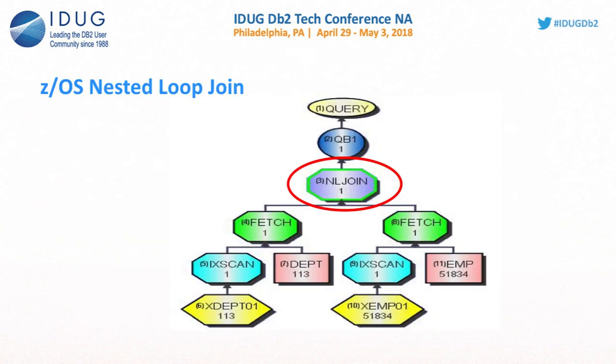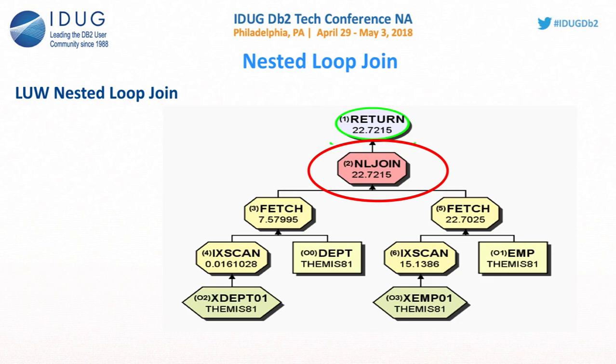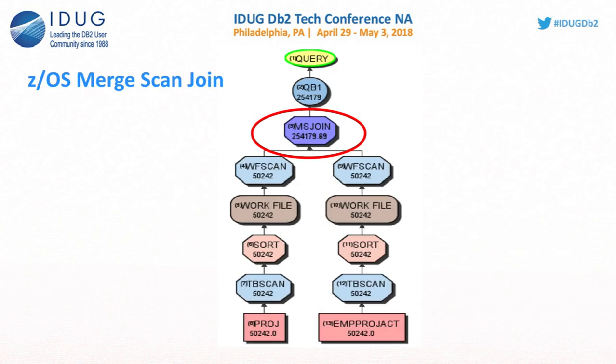Okay, here's just a way to show some of the joins that go on. The nested loop join. They have a hash join on the LUW side that we do not have on the Z side, and it'll say hashing in there. Nested loop. Merge scan, both platforms have a merge scan join.